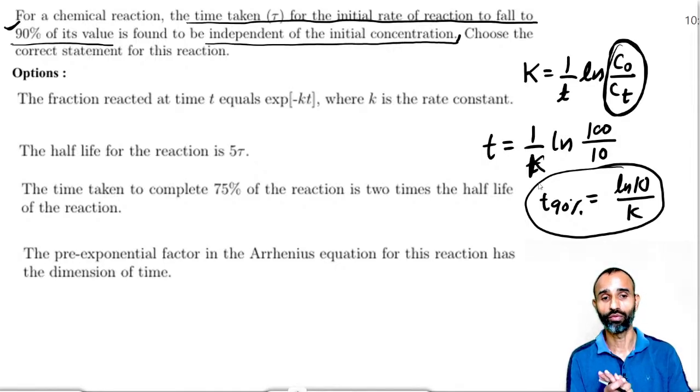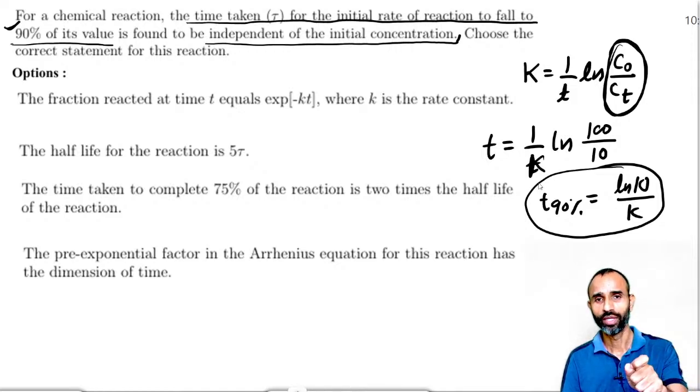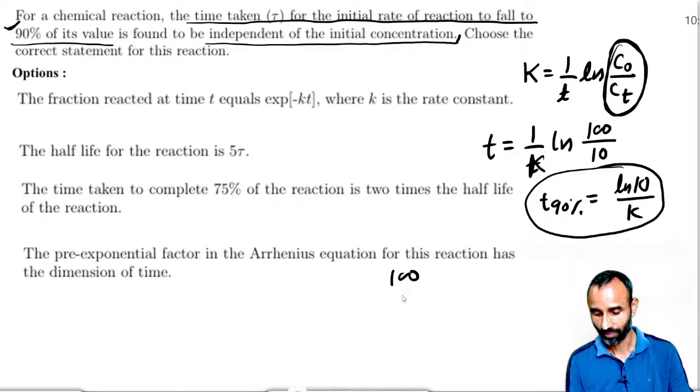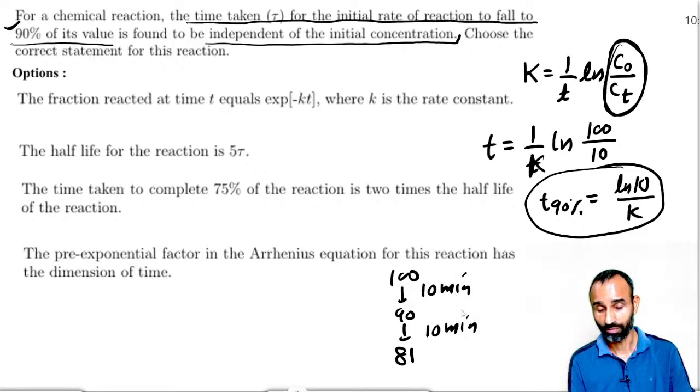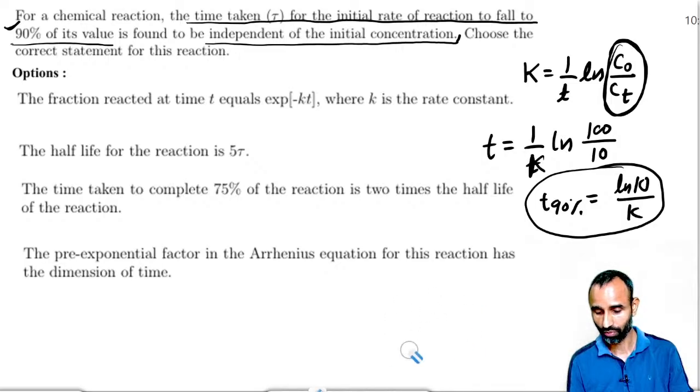Keep in mind, whenever it is given as a percentage, I have told you in the previous lecture that if it is 10%, 10%, 10%, 100 to 90 and 90 to 81, if it is 10 minutes, here also 10 minutes. So if the percentage time is independent of initial concentration, then it is a first order reaction.